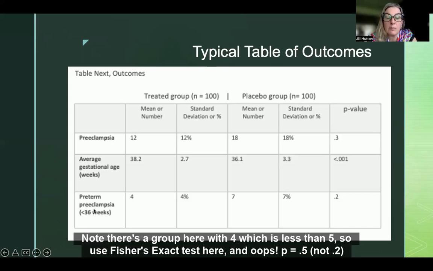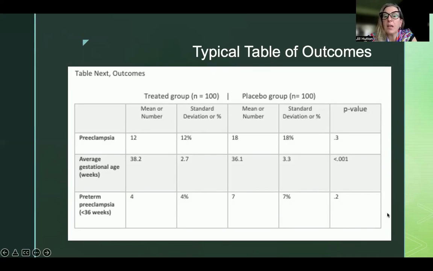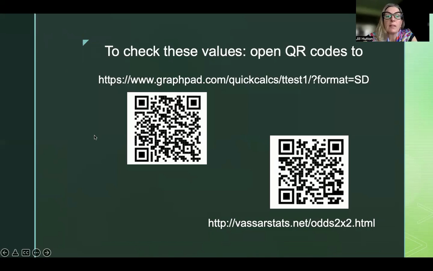And then we looked at preterm preeclampsia, whether it developed before 36 weeks. Remember, this is a dichotomous value. It either happened or it didn't, yes, no. And 4 in our treatment group, 7 in our placebo group. And it's nice to use 100% because we can easily show the percentiles, and the p-value is not significant. If you want to go back to that prior chart, you can then open these QR codes. This is GraphPad and this is Vassar and you can check my data.